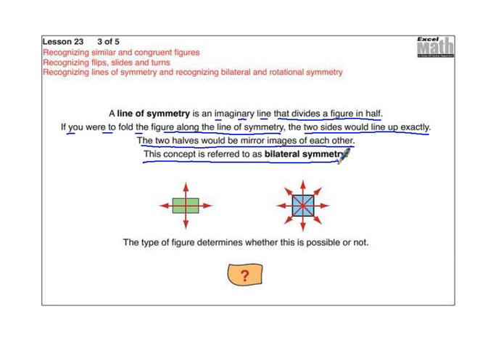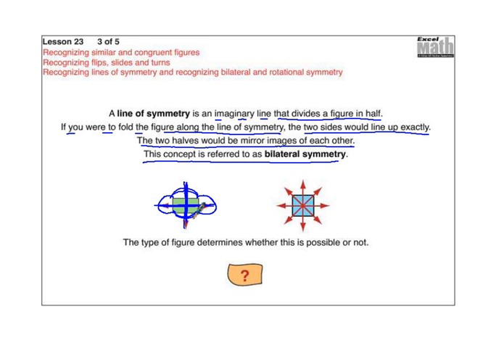Bi means two, and so what we're saying is that both sides match up exactly. This rectangle has bilateral symmetry right here, because if I were to fold it right here, this corner would match up with that corner, this corner would match up with that corner, and it would just match up exactly perfectly. And that's called bilateral symmetry. Same thing with this direction. If I fold it here, this corner is going to match up with that one, and this corner is going to match up with that one. It's going to work out perfectly.